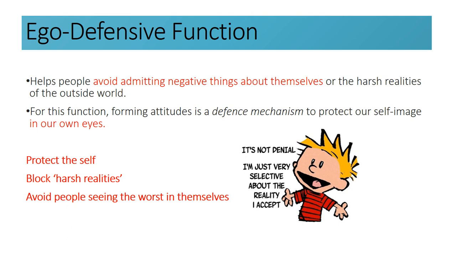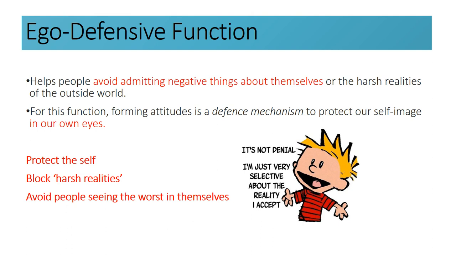The ego-defensive function helps people avoid admitting negative things about themselves or the harsh realities of the outside world. For this function, forming attitudes is a defense mechanism to protect our self-image in our own eyes. For example, we might develop a negative image of a minority group to convince ourselves that we are better than them. Reformed smokers will often be the strongest voices telling others about the dangers of smoking.